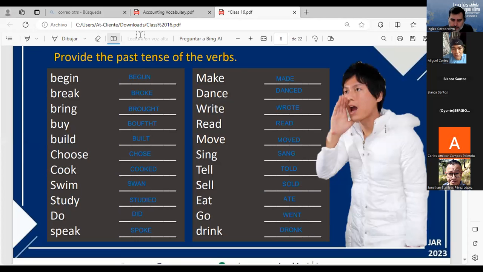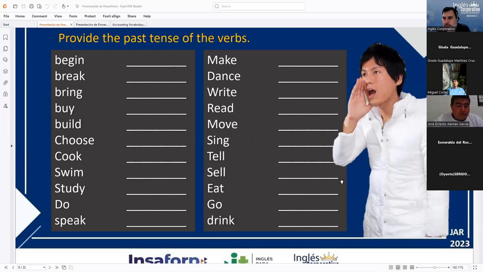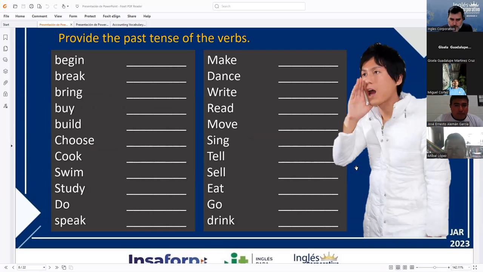Okay, listo. We have finished. Excellent. Okay, let's go to the main session. Okay, teacher. Okay, there are 16 people out. Let's see.